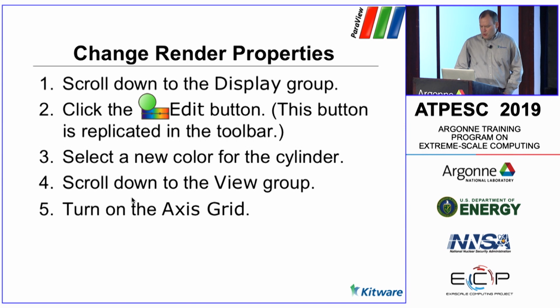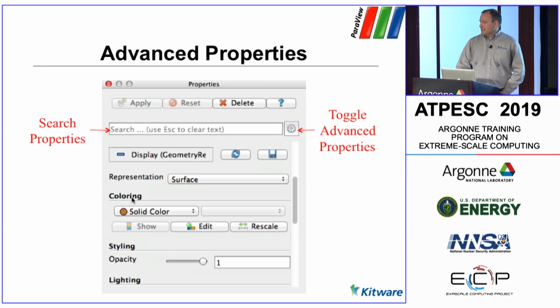So another control that's useful, you can turn on axis grids, so you can have the extent of an object shown as text. So go ahead and turn on the axis grid and see what that looks like. And this gets back to your question.